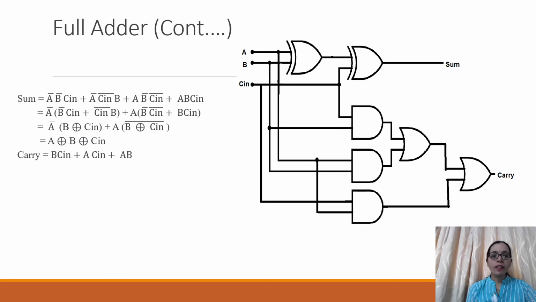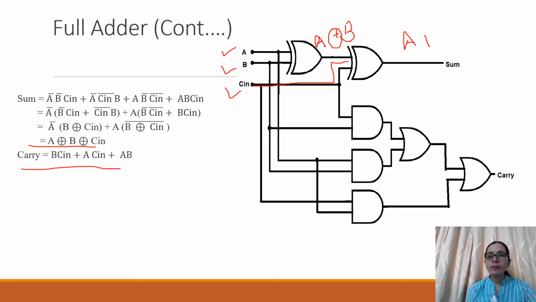As we have seen in a previous slide, we have obtained the expression for sum and carry, and hence the realization is drawn over here. Three inputs are shown, A, B and C in. A XOR B is XORed first, and this is the output A XOR B. To that again C in is taken, therefore the sum is A XOR B XOR C in. So this is how the sum is obtained.